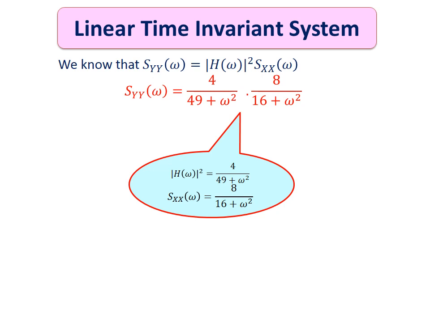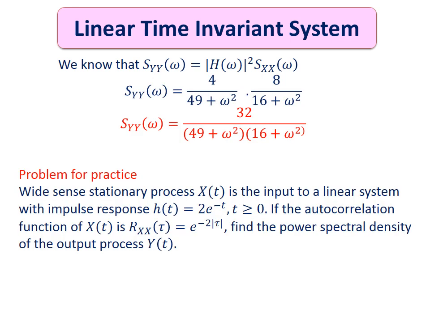So S_yy of omega is equal to modulus of H of omega whole square into S_xx of omega. That means your transfer function magnitude squared into the spectral density of input will give you the spectral density of output. So we get the spectral density of output as 4 divided by 49 plus omega square into 8 divided by 16 plus omega square, which we have calculated earlier. Finally we get 32 divided by 49 plus omega square into 16 plus omega square, which is the spectral density of the output.